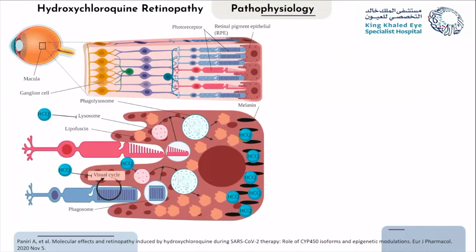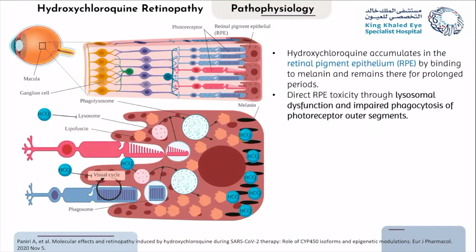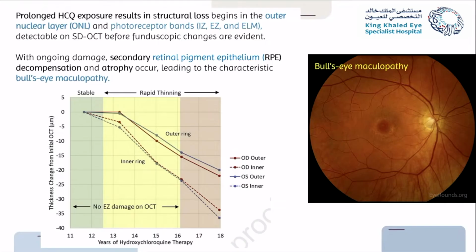The pathophysiology behind that is as follows. In the first one, this is the normal retinal pigment epithelium. When hydroxychloroquine enters the eye, it will bind to the retinal pigment epithelium and also to the melanin, and that will lead to accumulation of hydroxychloroquine inside the retina, and also accumulation of macrophages, which leads to the toxicity and bullseye maculopathy. This is a picture of bullseye maculopathy.